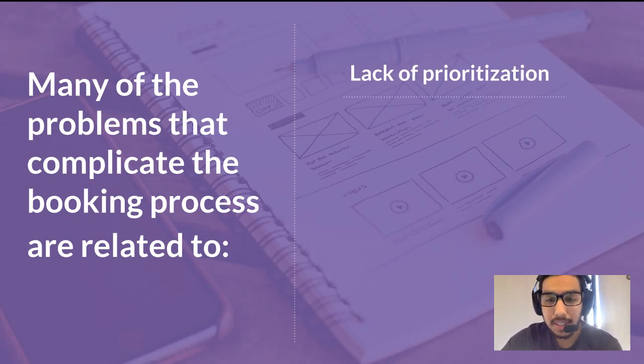Some of the problems that we are going to talk about in this webinar are related to the lack of prioritization of the information within a page when we are looking for a property. What I mean by lack of prioritization is that some elements don't have the amount of importance they need in order to pop up into the user's eyes or in order to guide them.